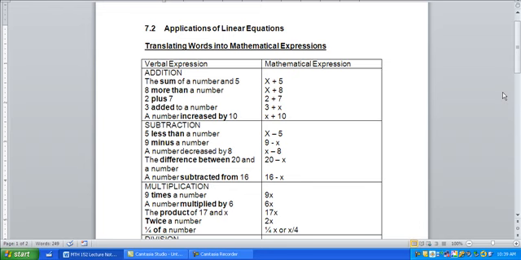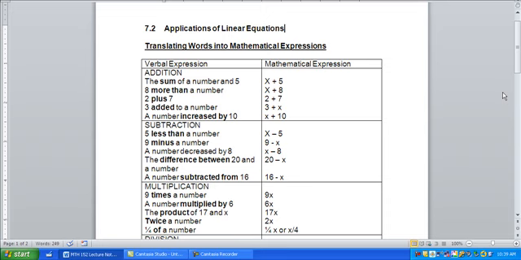The word sum, such as the sum of a number and 5, would be translated as x plus 5. 8 more than a number would be x plus 8. 2 plus 7. 3 added to a number, 3 plus x, and a number increased by 10, x plus 10. So all of those indicate addition.